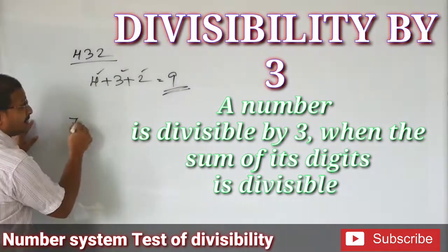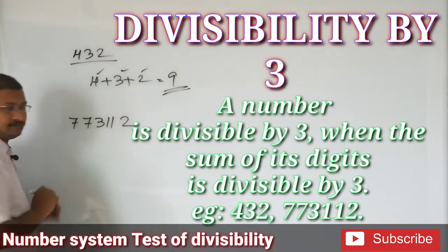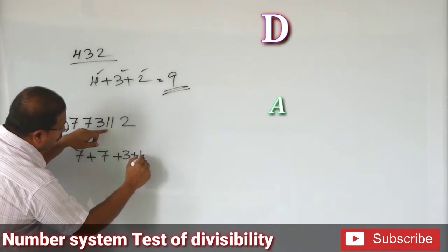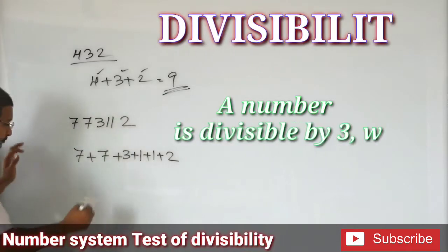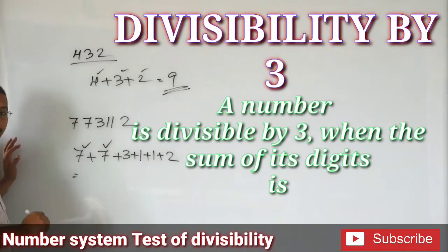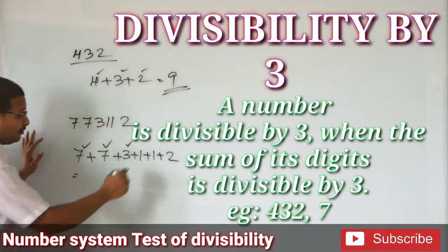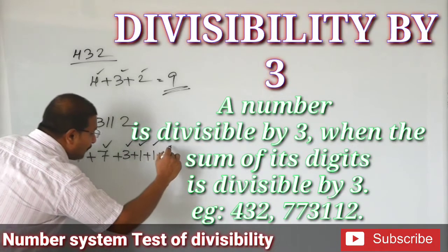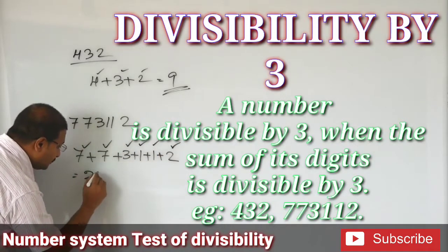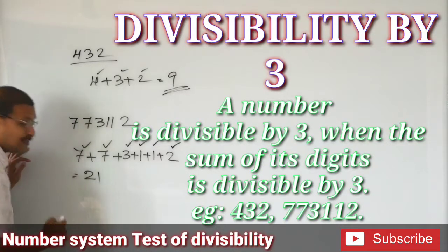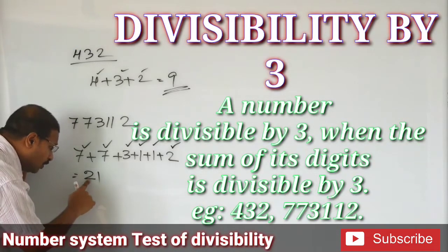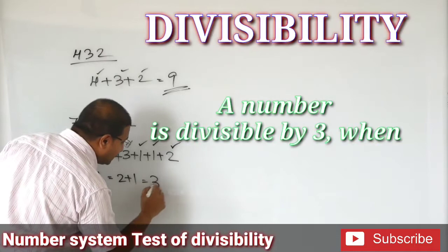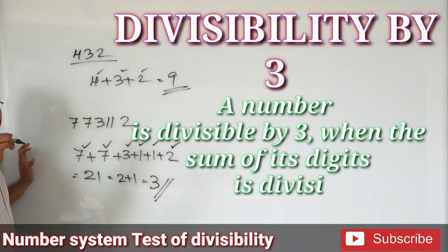Let's see one more example. 773112. See now, 7 plus 7 is 14, 14 plus 3 is 17, plus 1 is 18, 18 plus 1 is 19, 19 plus 2 is 21. See, this 21 means it is divisible by 3. If you have doubt, 2 plus 1, what will you get? 2 plus 1, you will get 3. That means this is divisible by 3.